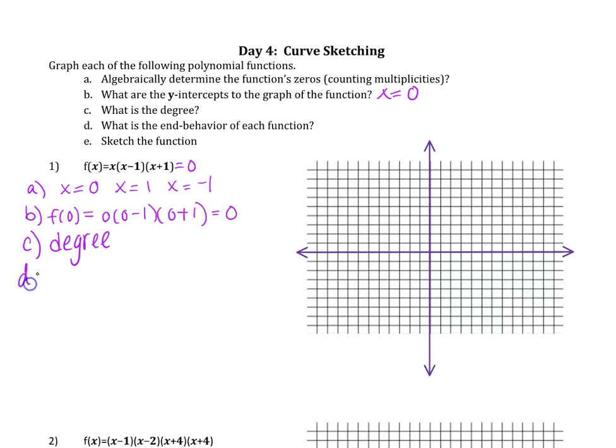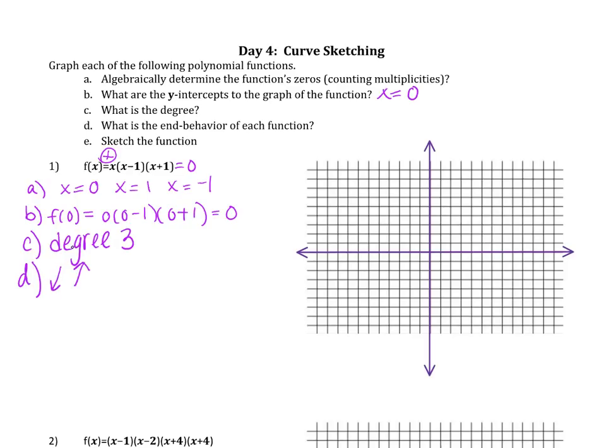Now, as far as end behavior goes, since the degree is 3, it's an odd degreed function, so therefore it's going to have opposite end behavior. Since the leading coefficient's positive, I know it's going to end positively from left to right, so this is going to be our end behavior. Now I'm just going to sketch it for now.